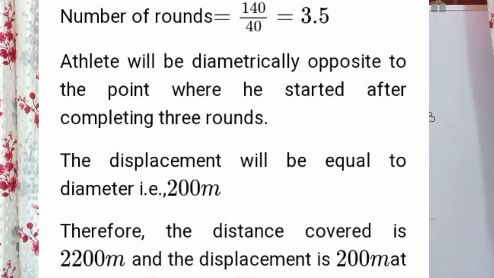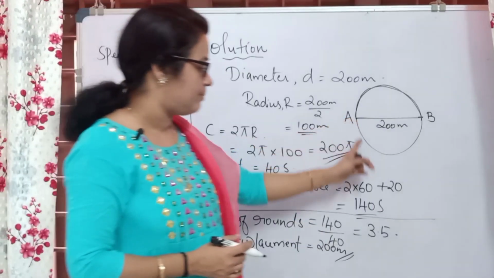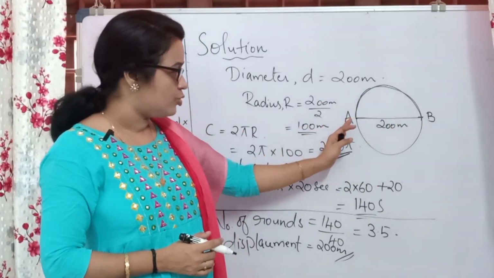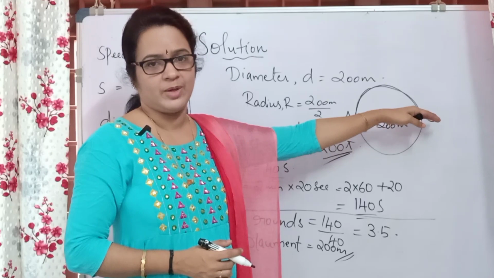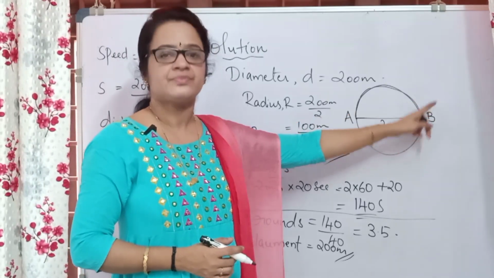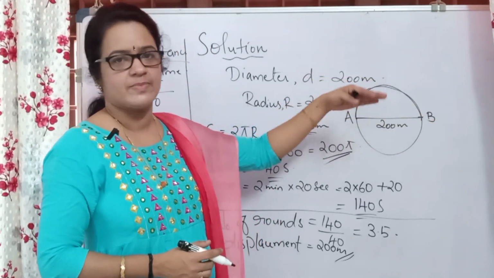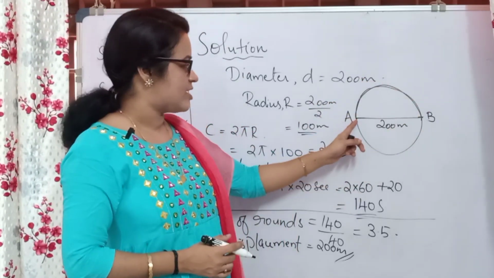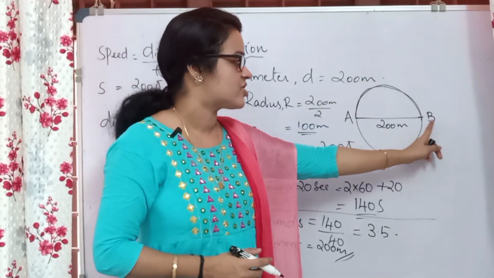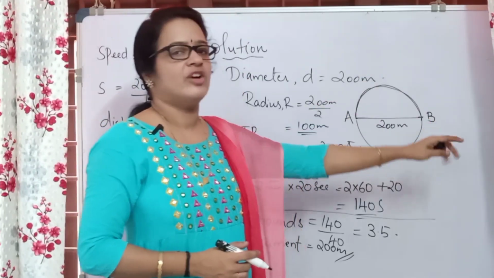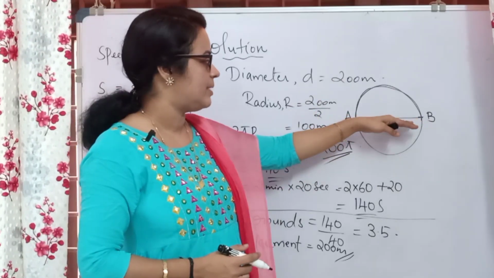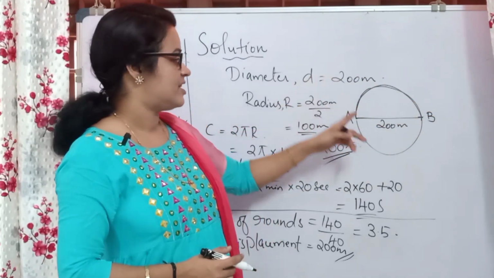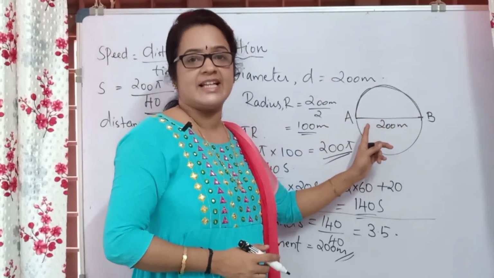Hope this idea is clear to you. Here he has completed 3.5 rounds. After completing 3 rounds he has moved only half of the circle, that is why we are taking the point over here. If we find the displacement, the shortest distance between the initial and final position, this was the initial position and finally he has reached B. Now what will be the distance between A and B? That will be the diameter of the circle, the shortest distance between these two points, which is 200 meters.